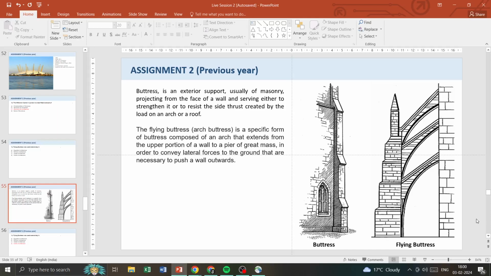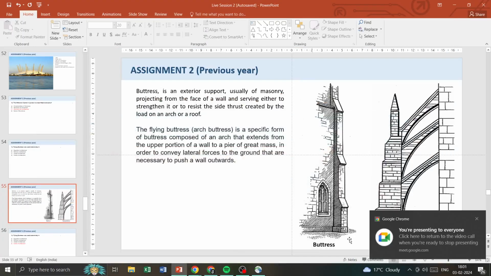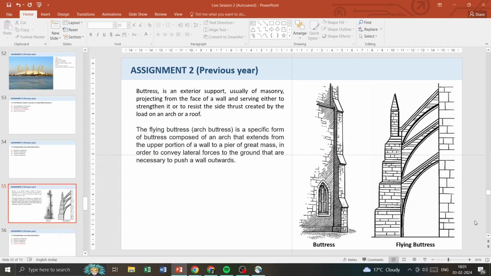A buttress is a projection. It's like a cascading projection, usually made out of masonry. That's what a buttress is. I have added one image of buttress and one image of flying buttress. Firstly, buttresses were added in buildings. Then the flying buttress came in, which is also called arch buttress, and it is a specific form of buttress which is composed of arches that extend from the upper portion of a wall to a pier of great mass in order to convey lateral forces to the ground.